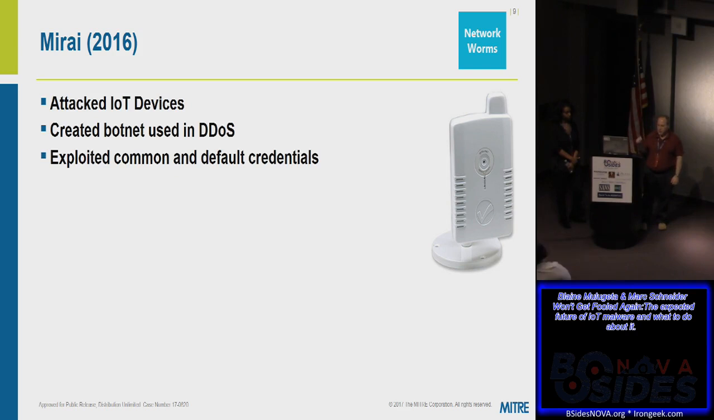But its claim to fame was that it broke records for the amount of traffic that was generated. At one point, it was streaming 1.2 terabits per second against a DNS provider. That was 4 times what was seen before Mirai.